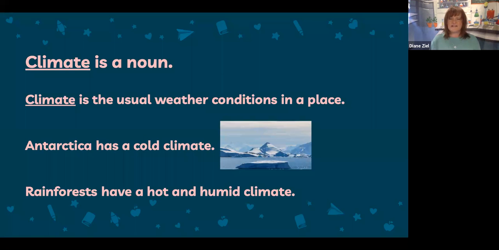How about a rainforest? If I mention the word rainforest to you, what picture does that create in your mind? Rainforests have a hot and humid climate. What does that mean? If you're picturing a place that looks like this, that's very green and lush, and you can almost see the steam in the air because of how hot it is, you have an accurate picture of a rainforest. A rainforest will never have a cold, snowy day like there is on Antarctica because the climate in the rainforest is hot and humid all the time.